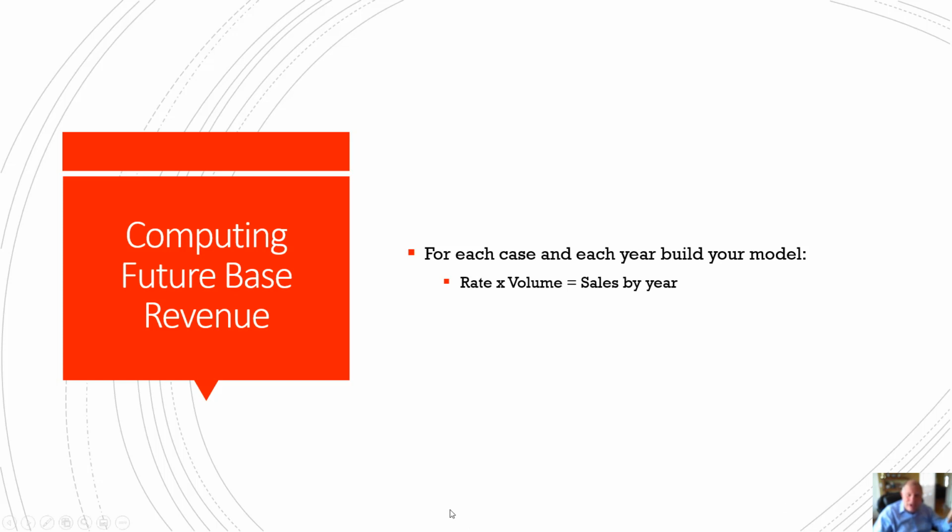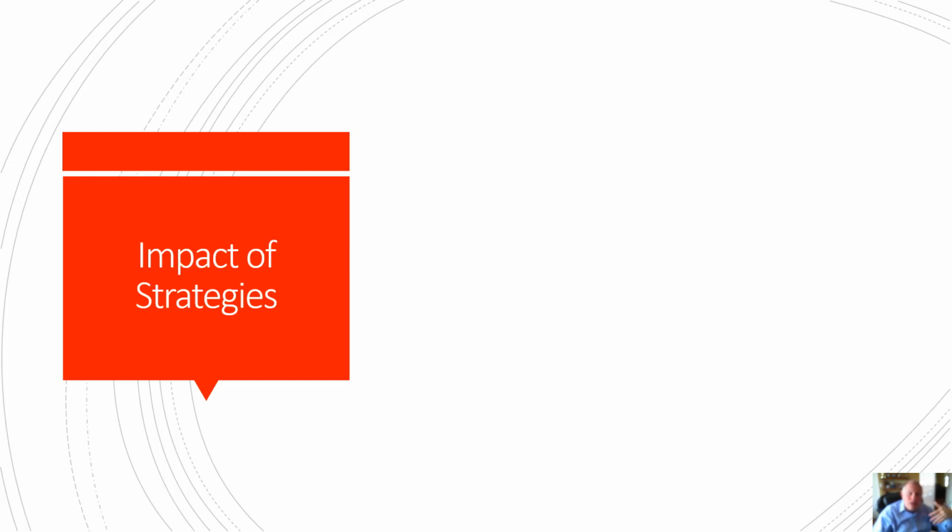So for each case in each year, you build your model: rate times volume equals sales per year. That'll be the base, and we'll go from there. So that's the base. Now, what about impact to strategies?